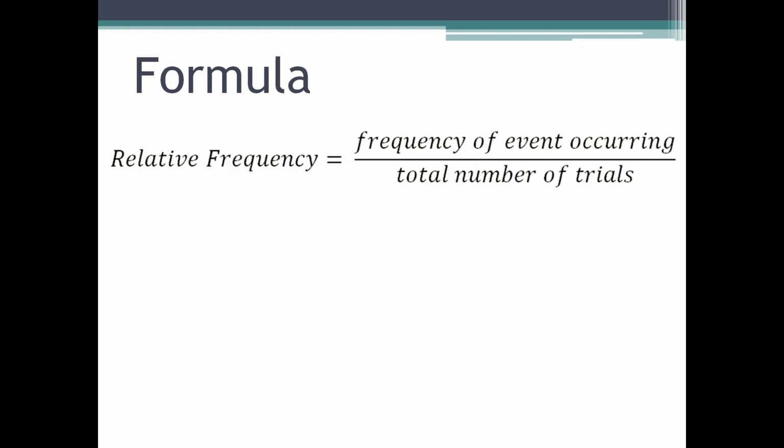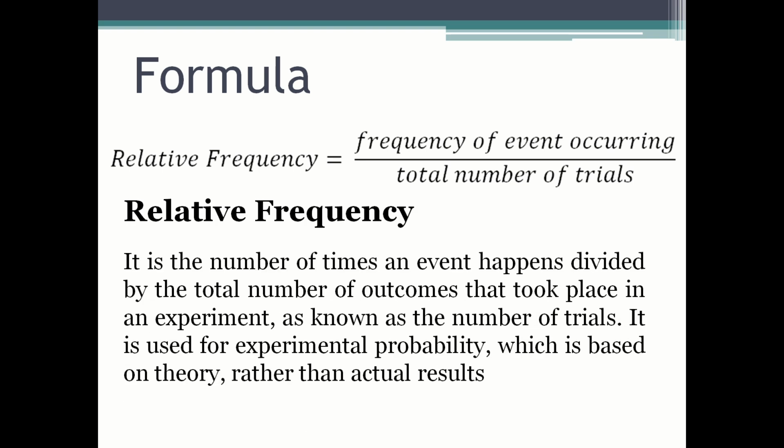So the formula: relative frequency is equal to the frequency of an event occurring or taking place over the total number of trials. Relative frequency, so this is the definition. It is the number of times an event happens divided by the total number of outcomes that took place in an experiment, also known as the number of trials. It is used for experimental probability, which is based on theory rather than actual results.